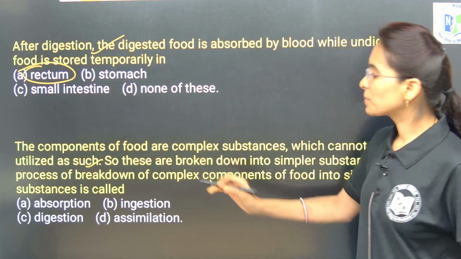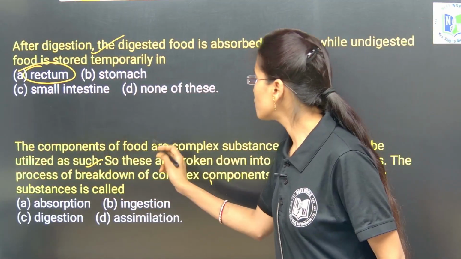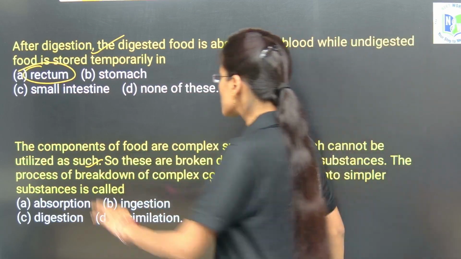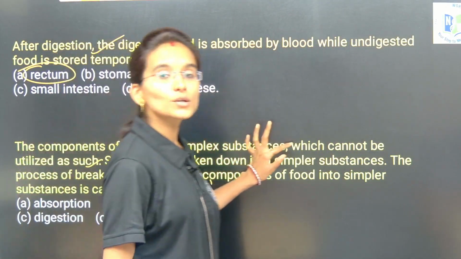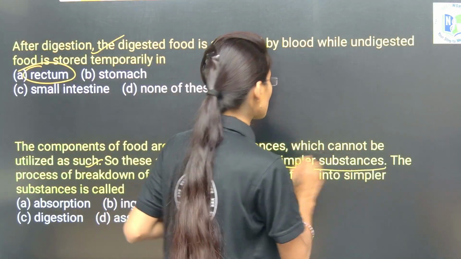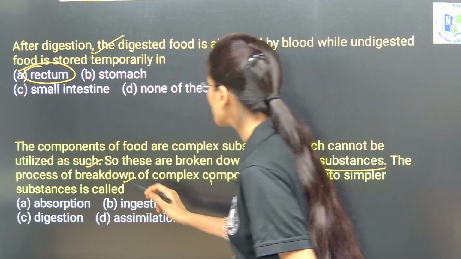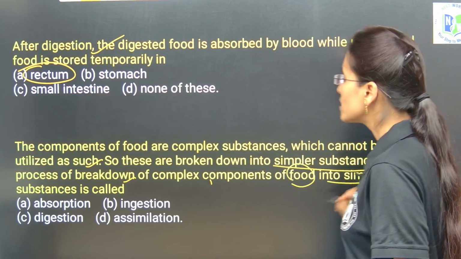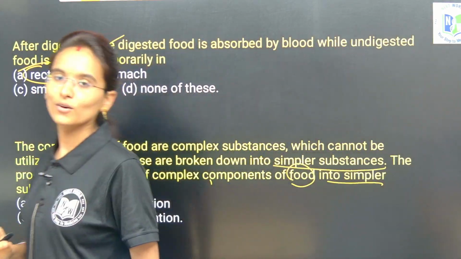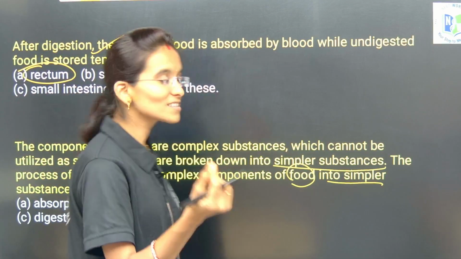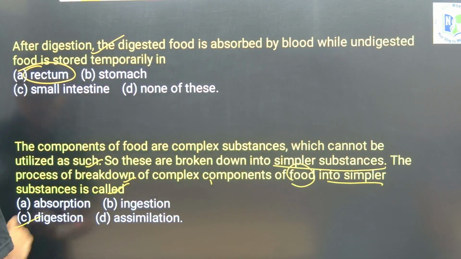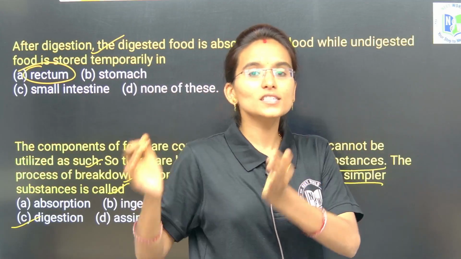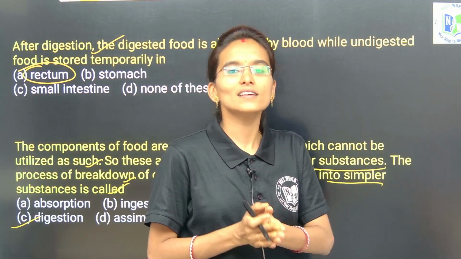Once again I am repeating, my dear students, the components of food are complex substances which cannot be utilized as such. So, these are broken down into simpler substances. The process of breakdown of complex components of food into simpler substances is called... Obviously, the answer is going to be digestion only, my dear students. The breakdown of the complex food into simpler substances is called digestion.